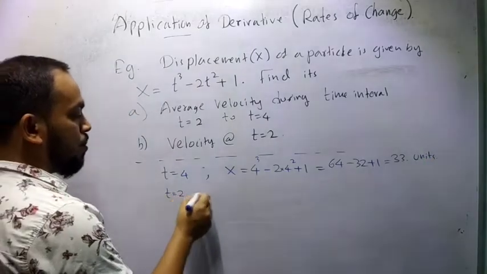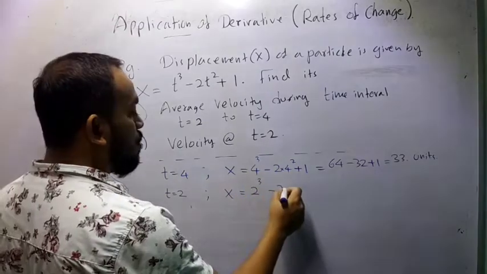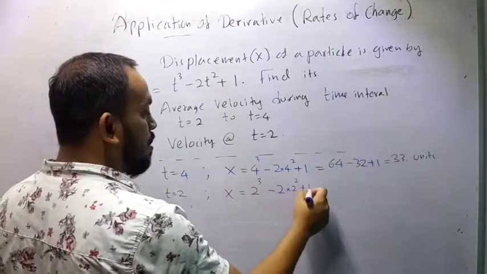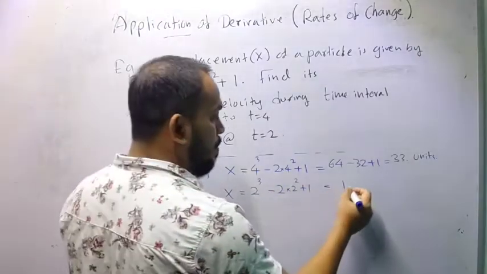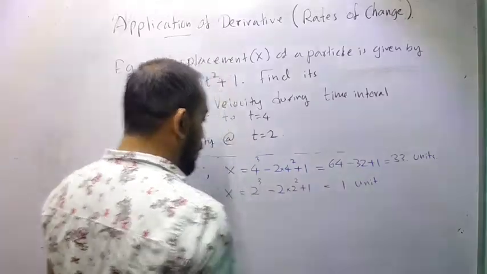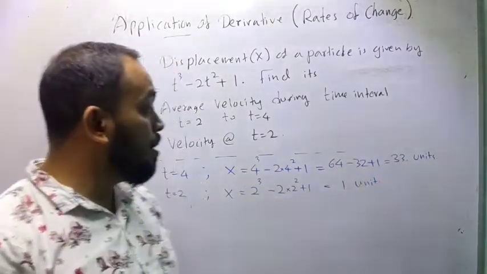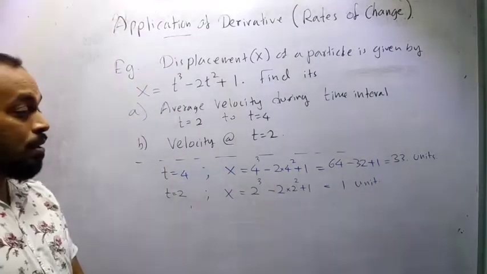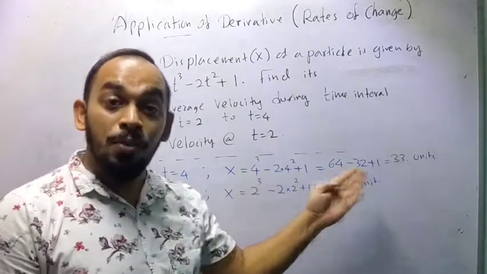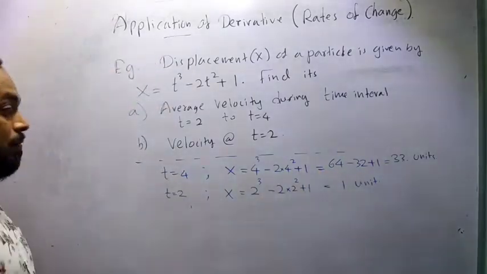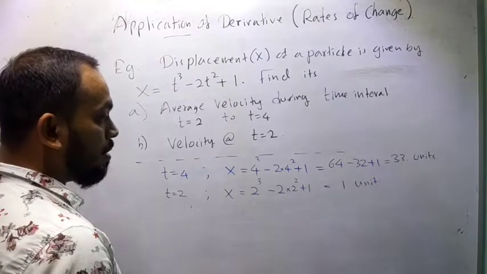At t equals 2, what happens? So this becomes 2 raised to 3 minus 2 into 2 raised to 2 plus 1. So this is 0 plus 1 unit. So you can see at t equals 4, the displacement is 33 units away from the reference point. At t equals 2 it is just 1 unit. So this is moving really fast, right? Really fast.